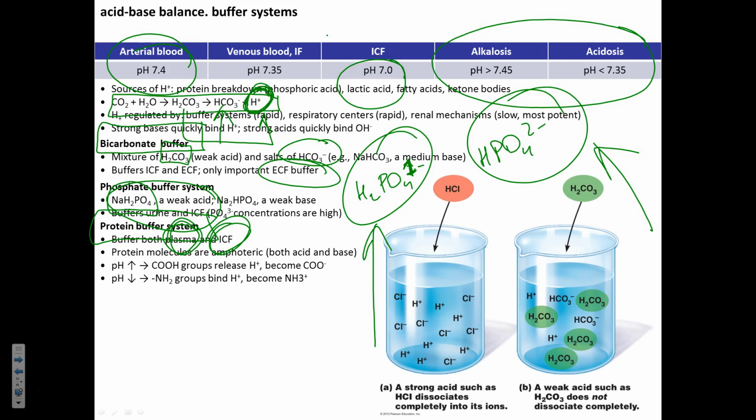So when pH increases, carboxyl groups of amino acids can release hydrogen. When pH decreases, amino groups can bind hydrogen. Does that make sense? So we consider this all about hydrogen. If something is acidic, it means there are a lot of hydrogen ions. If something is basic, it means there are very few hydrogen ions. We're clear? So we're going to wrap it up.